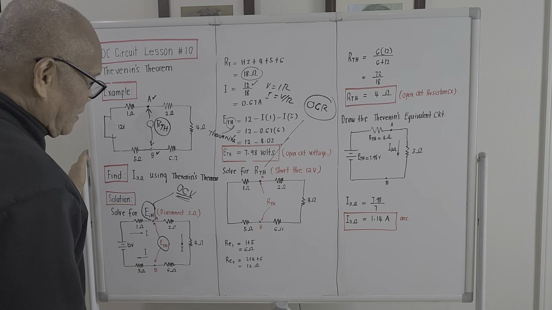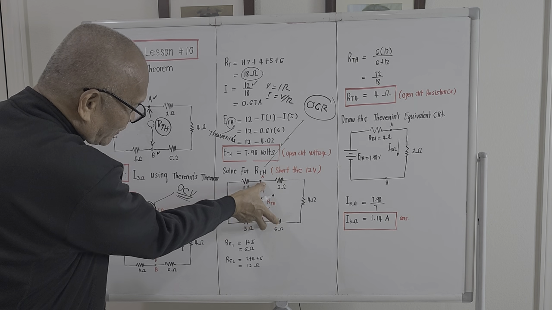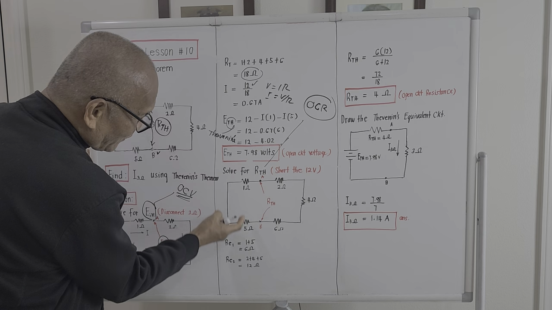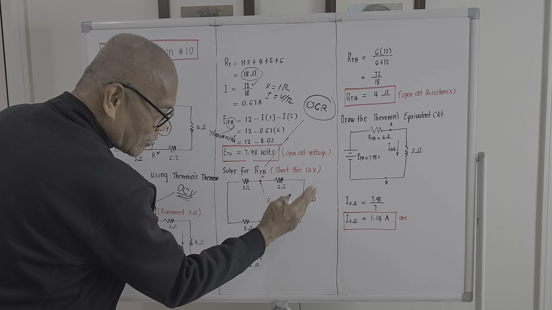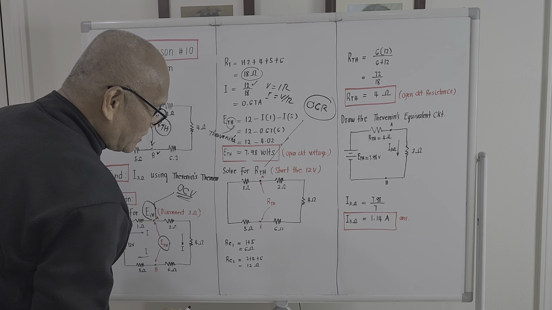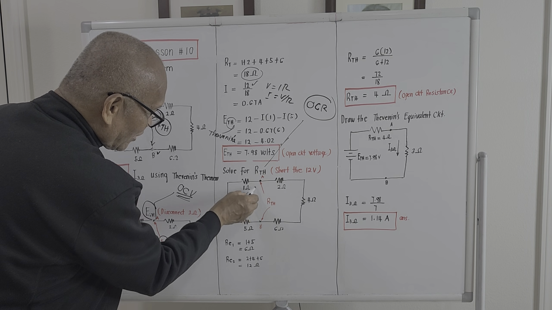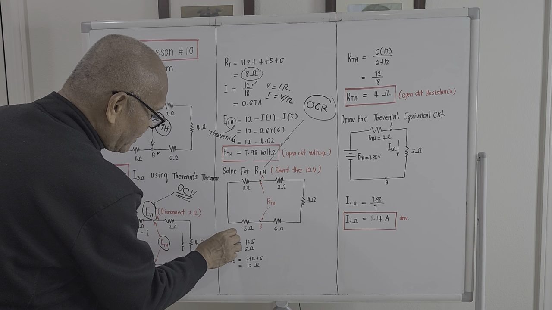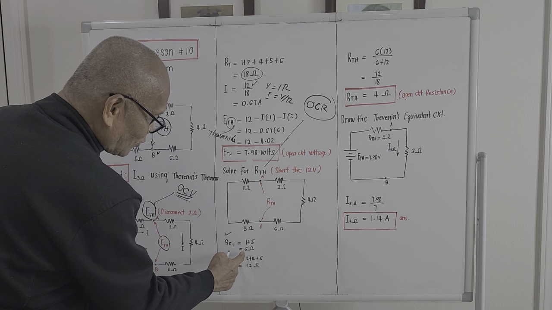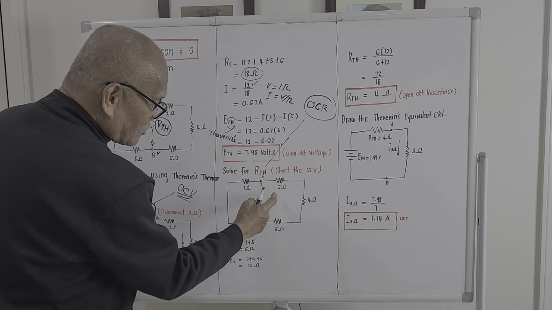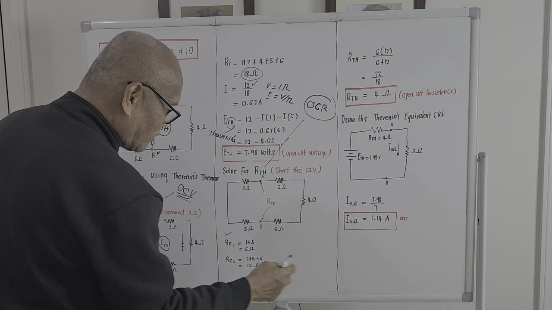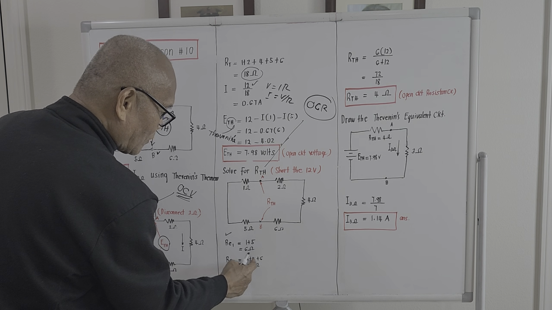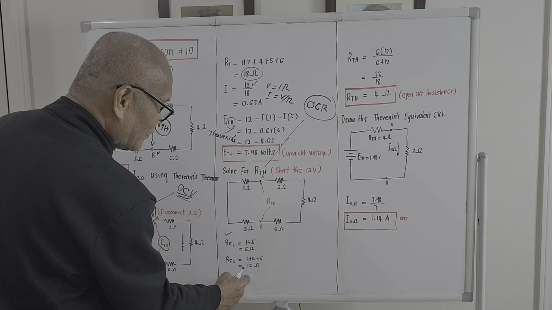If we try to put our ohmmeter here, this 1 ohm and 5 ohm are in series, and this 2 ohm, 4 ohm, and 6 ohm are actually in series also. So I place it here, the single equivalent of this one is RE1. They are in series, right? So it will be 6 ohms. And the single equivalent of 2, 4, and 6, they are all in series also. It will be 2 plus 4 plus 6, and this will be 12 ohms.